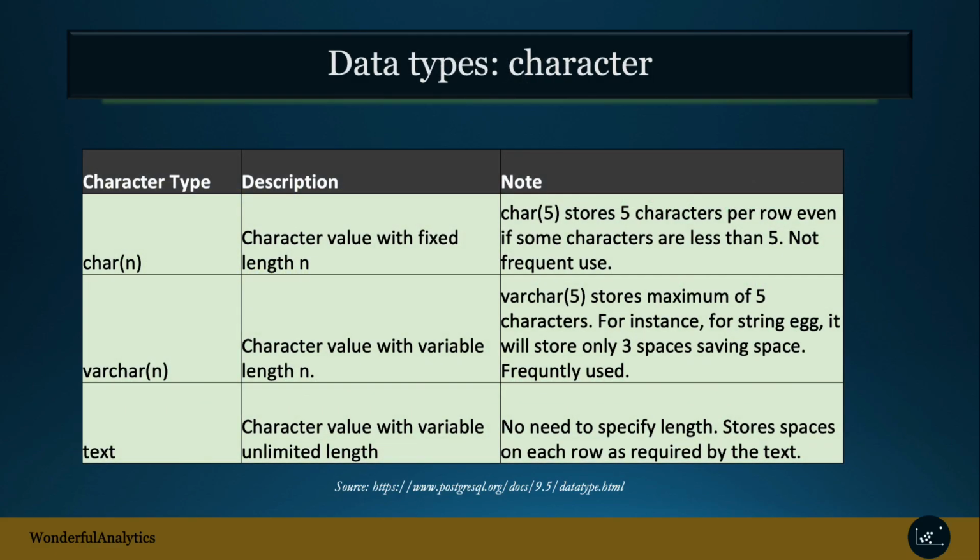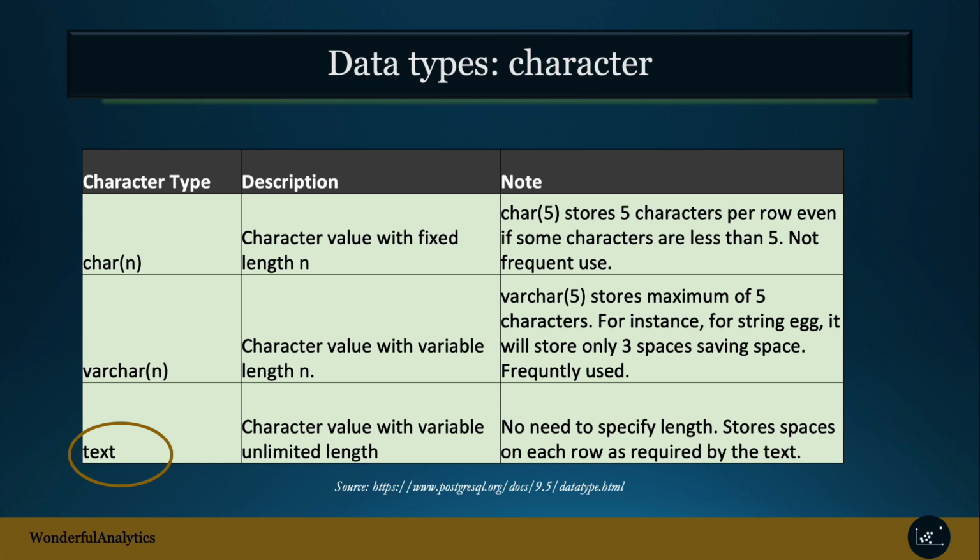The character data type can be represented as CHAR(n), which indicates the character value with fixed length n. It is not a frequently used data type, by the way. Whereas VARCHAR(n), however you pronounce it, is mostly used as a character data type. VARCHAR(n) indicates the character value with the variable length of n. For example, VARCHAR(5) stores a maximum of 5 characters. Another character type is text, which indicates the character value with variable unlimited length. Here we don't have to specify the specific length of the character variable.